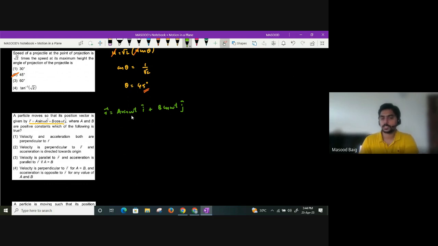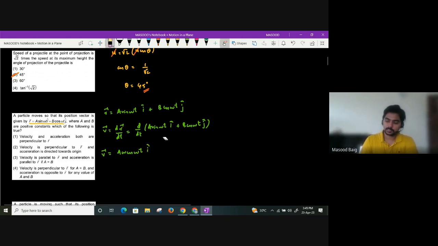Because we know position is varying with time, can I write velocity as dr bar divided by dt? Yes or no? What will this be? d by dt of a sine omega t i cap plus b cos omega t j cap. So what are we going to get velocity as, beta? Sine derivative will be anyhow cos. So I'm directly writing it, guys: a omega cos omega t i cap. Cos derivative will be minus sine.